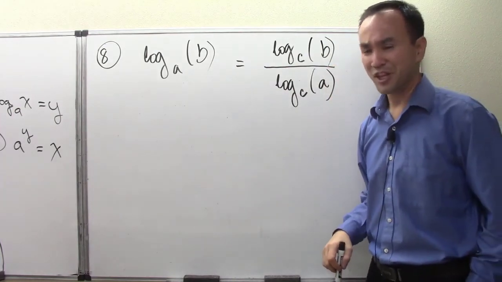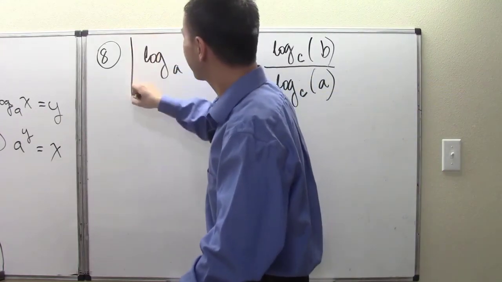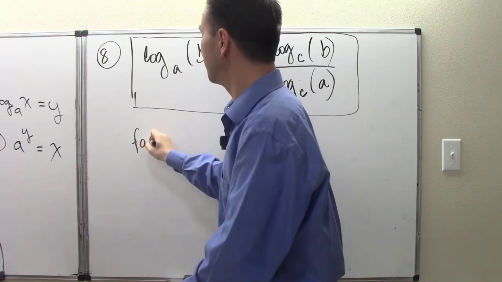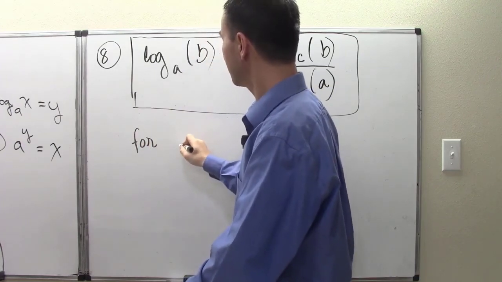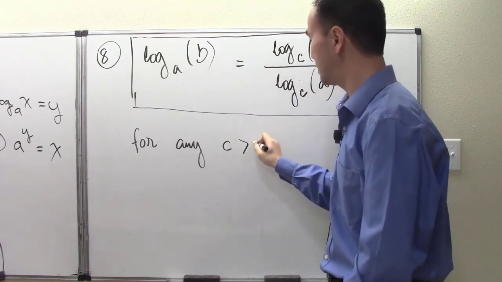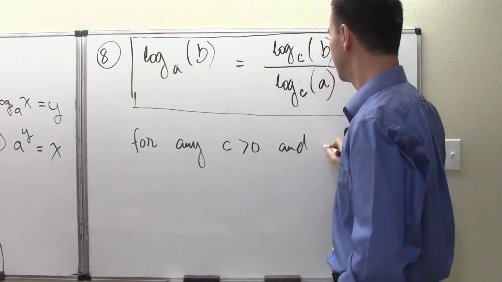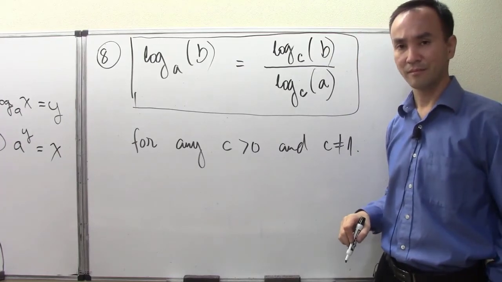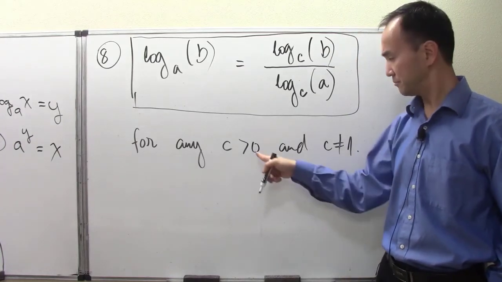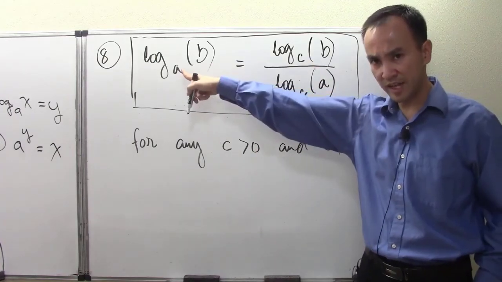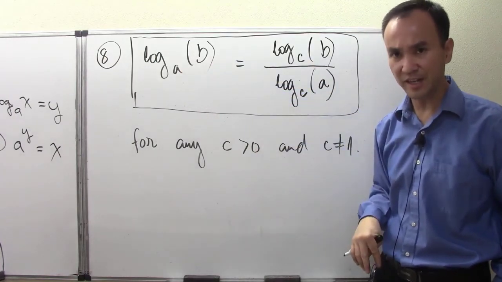It will always hold for any c value being positive and other than 1. We can also use c to be exactly the same as a, but it's not getting us anywhere.